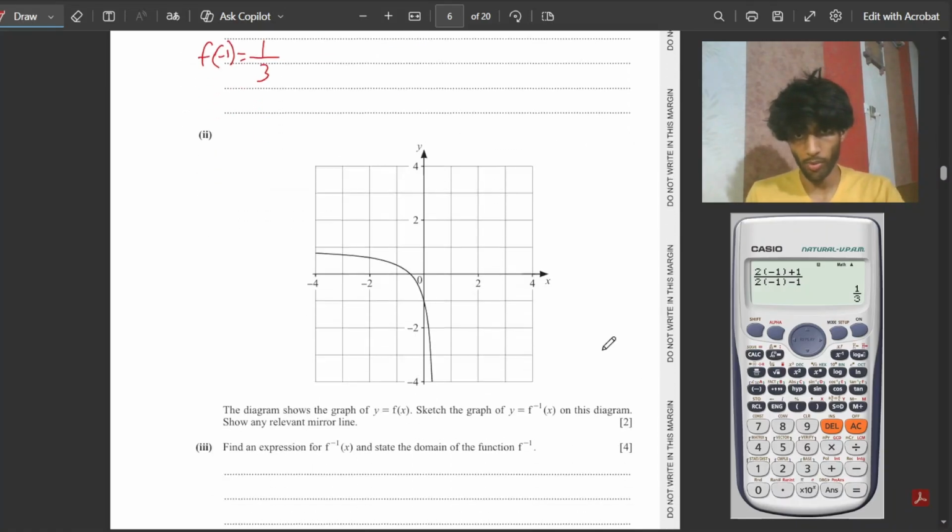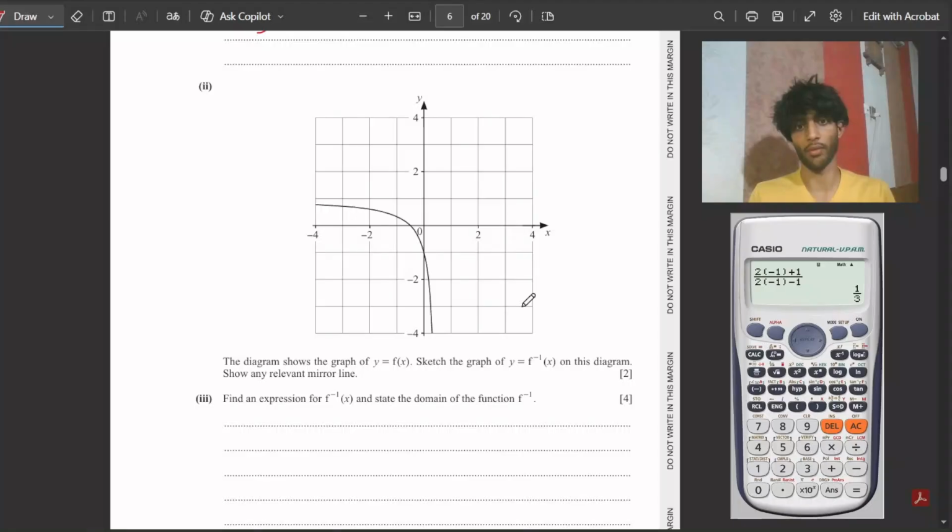Okay, part 2 says the diagram shows the graph of y equals f of x. Sketch the graph of y equals f inverse of x on this diagram. Show any relevant mirror line. How do we do this? How do we sort of sketch the graph of this guy? This guy has already been sketched out for us. We need to find the inverse graph.